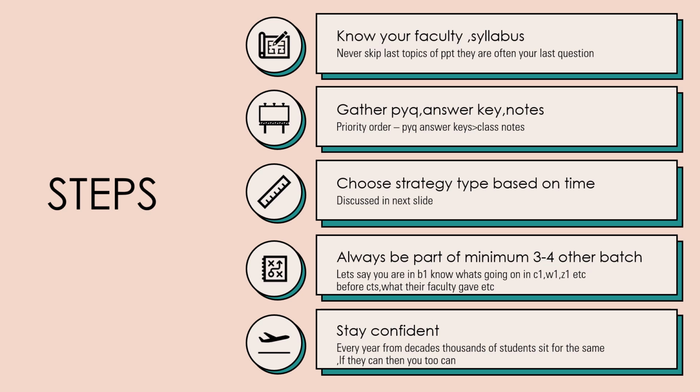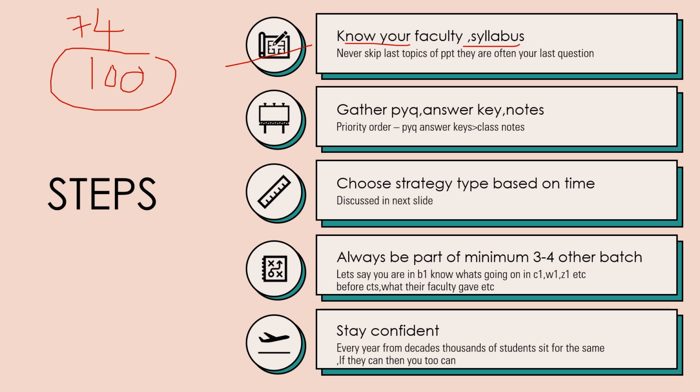Now let's talk about steps. First one is know your faculty and syllabus. Sometimes it happens that due to time constraints, let's say you have 100 pages in a syllabus and it's informed that up to page number 74 only you have syllabus, and you're not aware and you stress about the last 25 pages, although they are not in your syllabus for the current CT. So always try to know what syllabus you have.